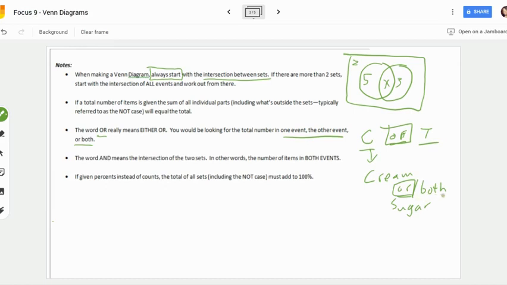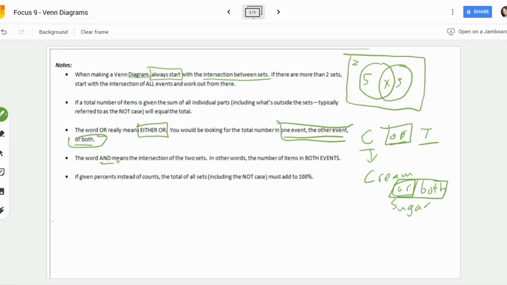So we have to be careful with this when we see the word or. For us, it means either or. And that means in ours that you could get cream or sugar or both. So you'll see how that plays out in a little bit, but just be careful. It means this one or that one or both.